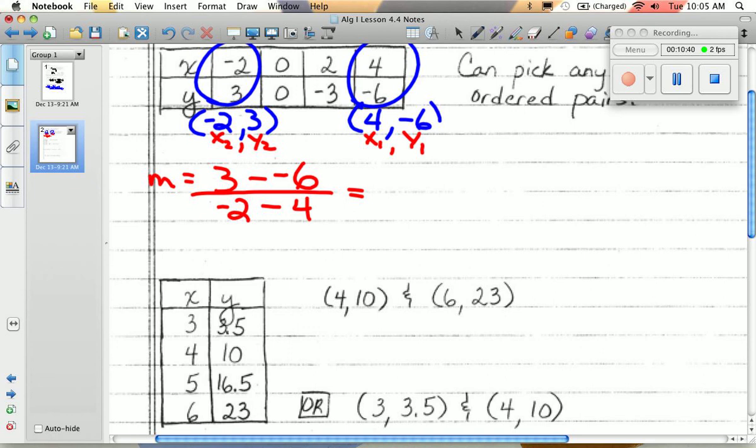So it's really a mathematical way of counting on a graph. We're finding how much difference there is between the 2 points vertically and horizontally. So this one can become 3 plus 6, and this one can become negative 2 plus negative 4. So we end up with a 9 for our rise, and we end up with a negative 6 for our run.